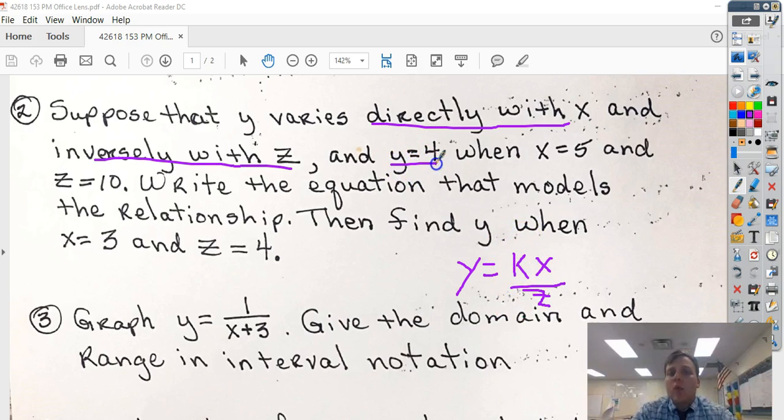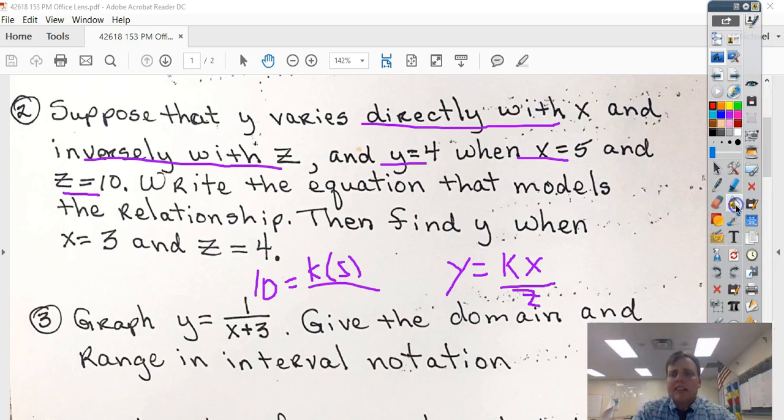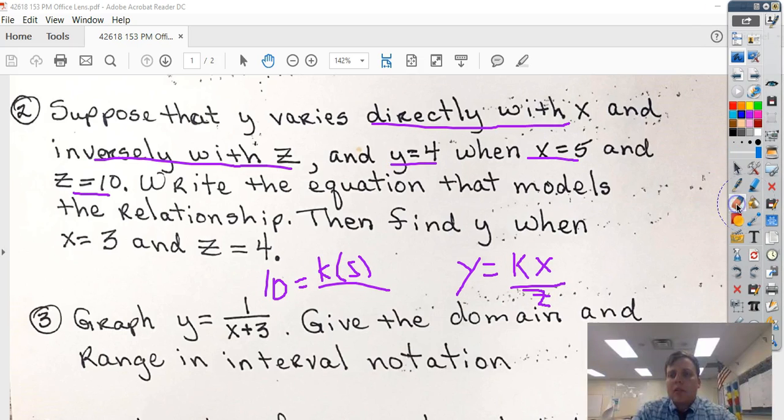And look here, they've given us y equals 4 when x equals 5 and z equals 10. Since I know these three variables, I can plug it in and the only variable I have left is k. I didn't mean to put 10 for y here, guys. My apologies. It's z that is 10. y is 4. Okay? So 4 equals k times 5 over 10.